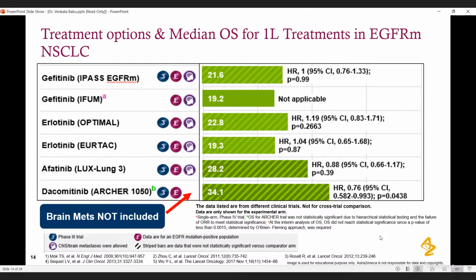So when we see the median overall survivals with the various molecules available, from first generation to second and third generation, it ranges anywhere from 21 months to 34 months. The highest is seen with dacomitinib. But when you see the included population in the trials, based upon which we base our practice, brain mets were included in almost all the studies, which is a very common phenomenon in advanced lung cancer. But in the ARCHER 1050 trial of dacomitinib, brain mets were effectively excluded from the trial itself, making it vulnerable to comments about whether it is really effective against brain metastasis or not. Next slide, please.